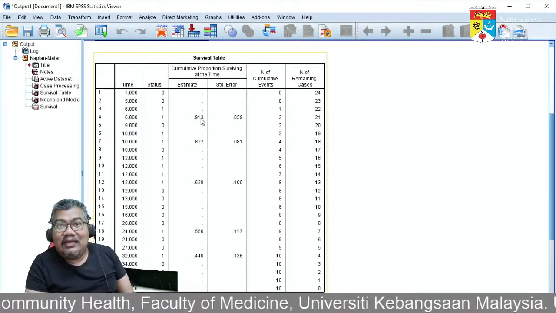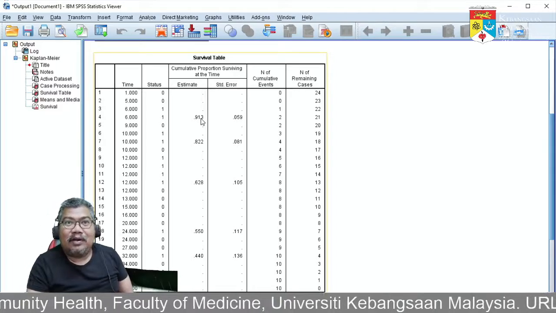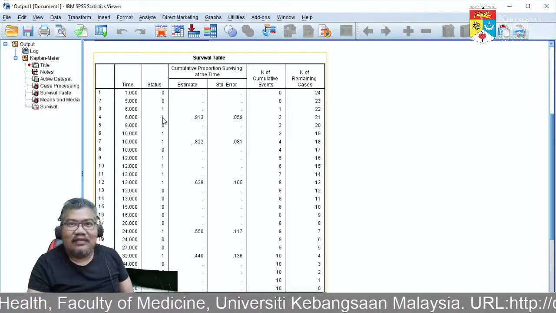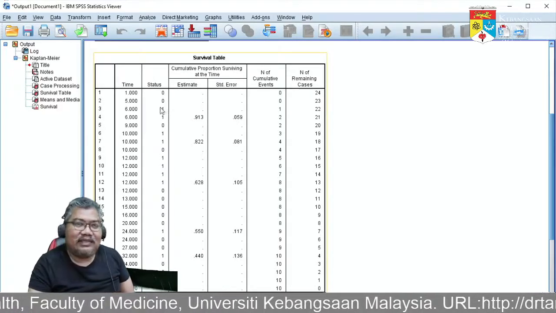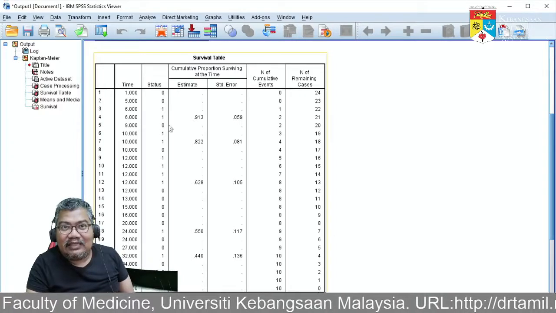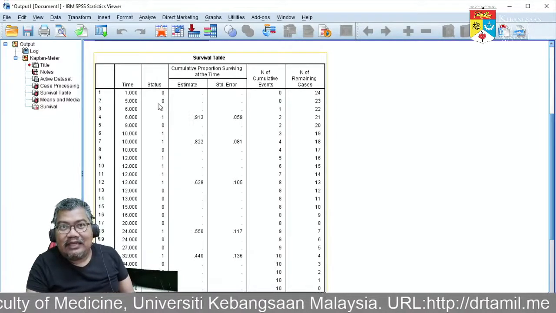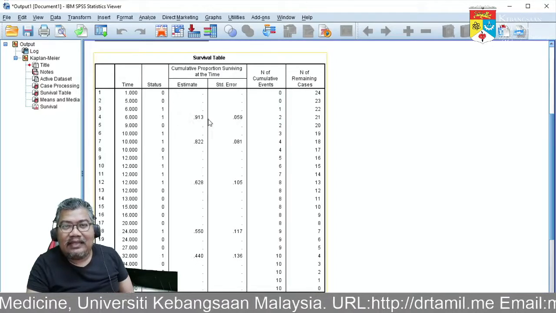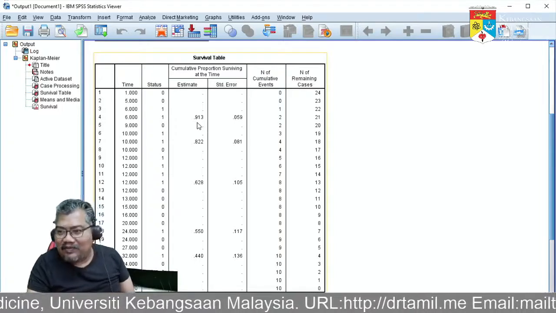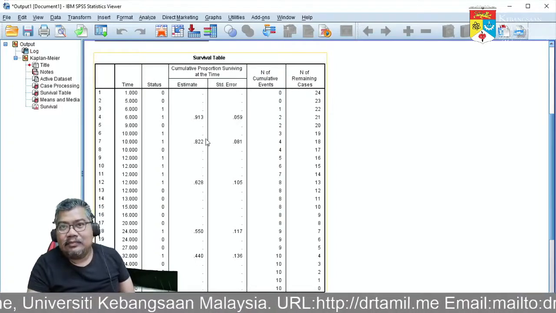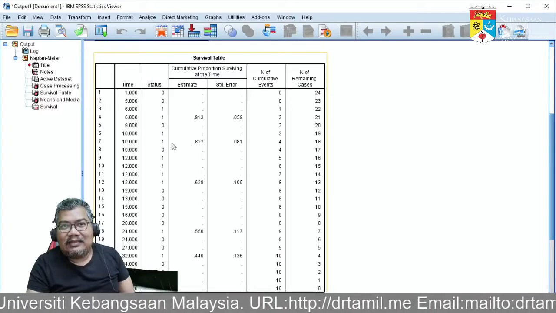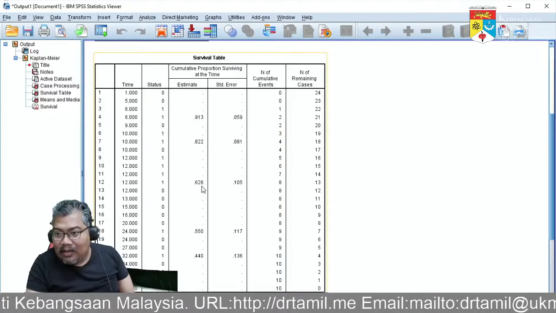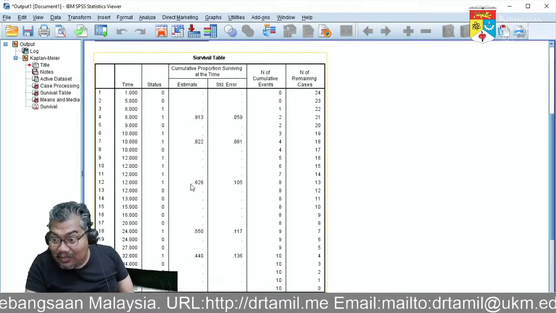As you can see, you can only calculate the probability of survival if there is death, if the patient reaches the endpoint. In this case, the endpoint is death. So you can see here, at 6 months, 2 people died. Then they can calculate the probability of survival, which is 0.913. At 10 months, another 2 died. The probability is 0.822. At 12 months, about 3 died.